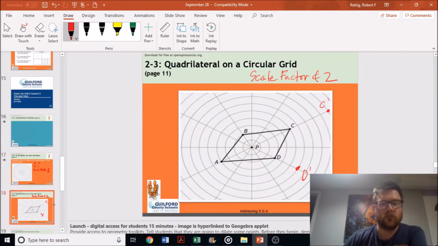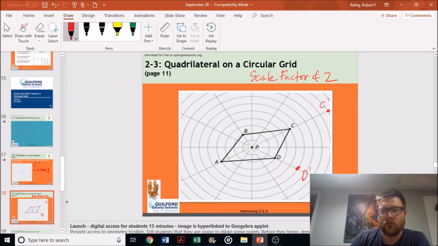We also can do scale factors. In this case, let's look at a scale factor of 2 of a quadrilateral on a circle grid. And we're looking from P to C, so let's count them. 1, 2, 3, 4, 5. So if we're doing a scale factor of 2, C prime would be out 5 more spaces, 6, 7, 8, 9, 10. Okay, so there's our scale factor of 2 to C prime.